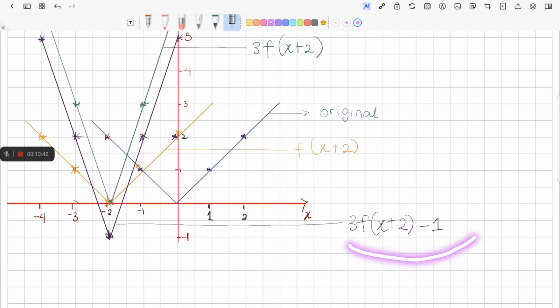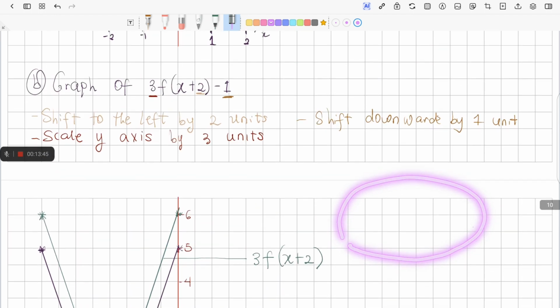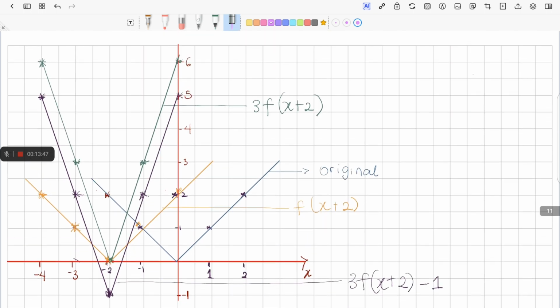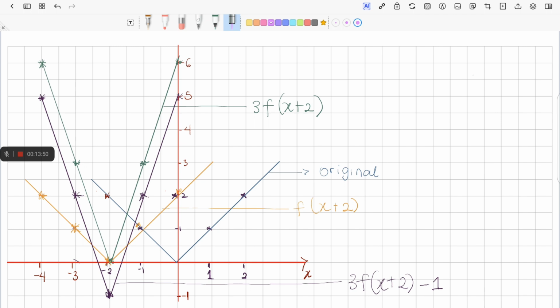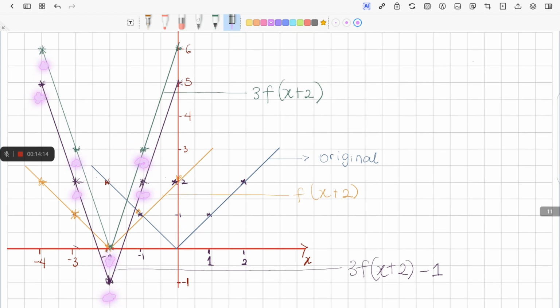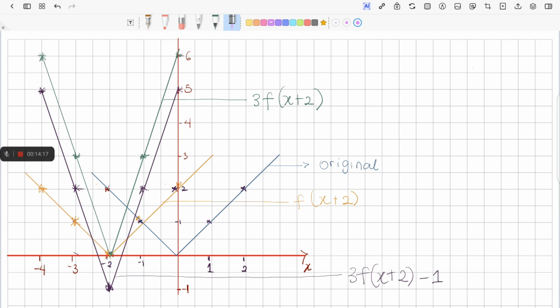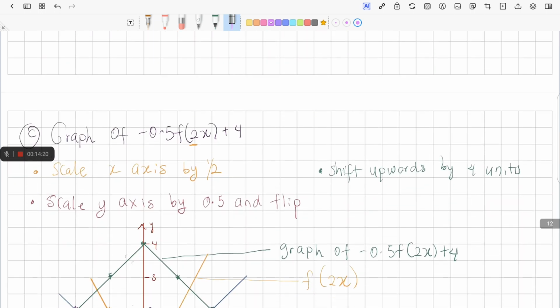And finally, we have minus 1, because we are to shift downwards by 1 unit. So we move our green curve down by 1 unit. We had 6 here before, 6 minus 1 is 5. So 6 becomes 5. We had 3 here before, 3 minus 1 is 2. We had 0 here before, it shifts downward by 1 unit, and then we have minus 1. We had 3 here, shifts down to 2. 6 here moves down to 5. And we have our 3f of x plus 2 minus 1 curve.